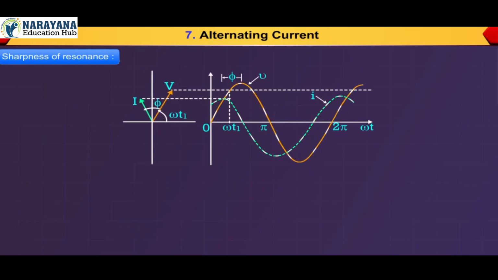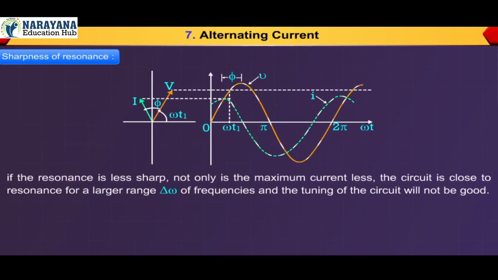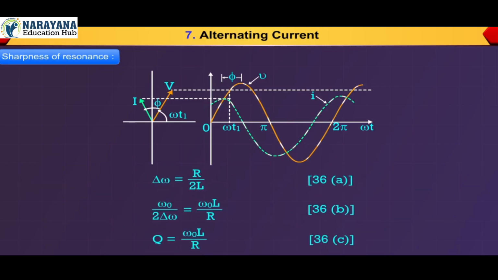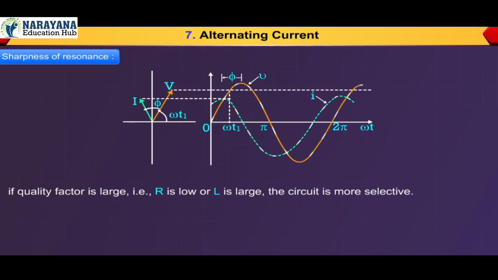We see from the figure that if the resonance is less sharp, not only is the maximum current less, but the circuit is close to resonance for a larger range delta omega of frequencies, and the tuning of the circuit will not be good. So, the less sharp the resonance, the less is the selectivity of the circuit, or vice versa. From equation 36, we see that if the quality factor is large, that is R is low or L is large, the circuit is more selective.